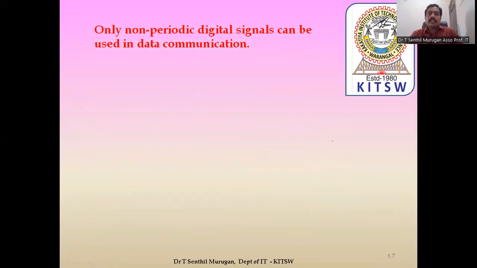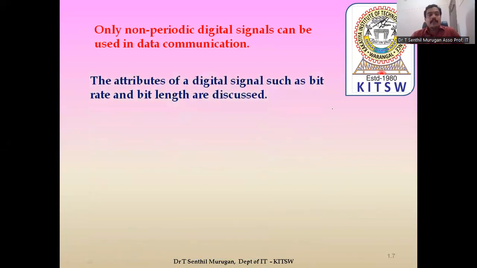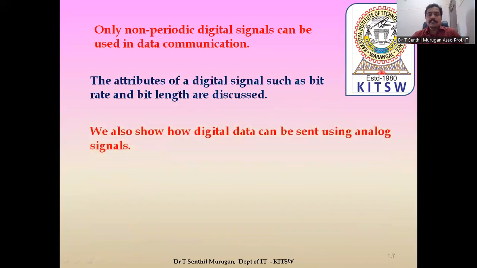Only non-periodic digital signals can be used in data communication. Periodic analog signals and non-periodic digital signals: these two signals are able to be forwarded in the transmission medium. The attributes of the digital signals, such as bit rate and bit length, are to be discussed. What is bit rate? How many bits we transmit per second, bits per second, that is the bit rate. Bit length is how much duration a single bit takes in the media, which depends on the medium. These two factors are related to digital signals.